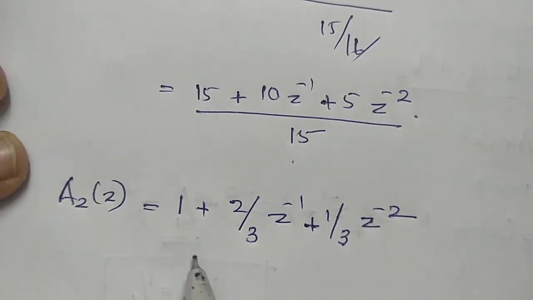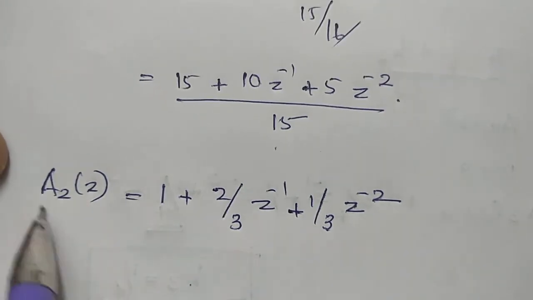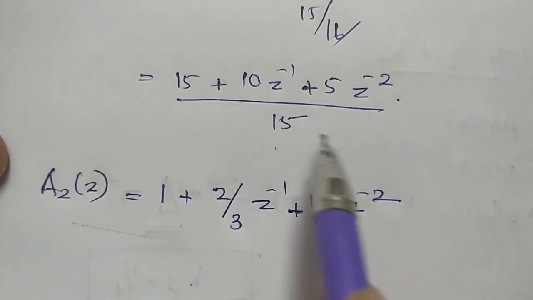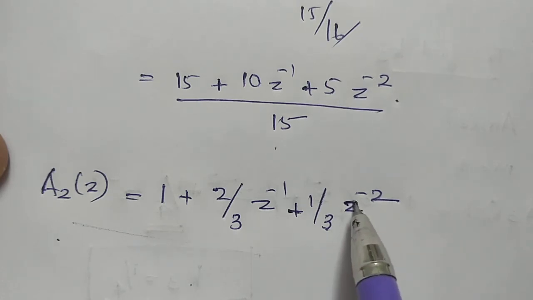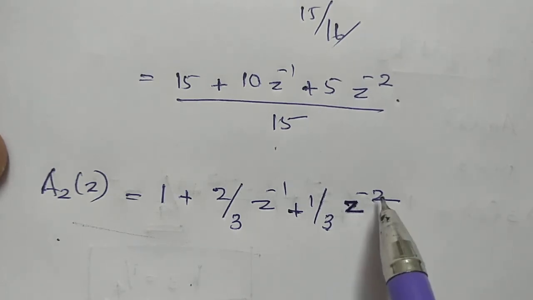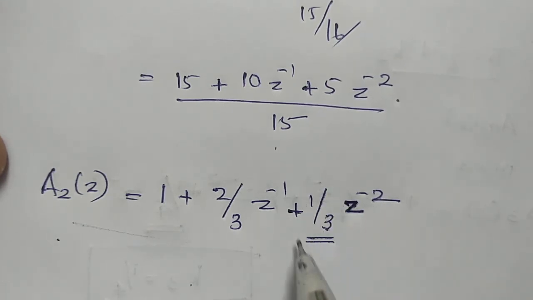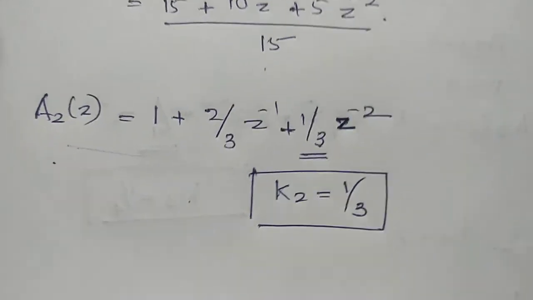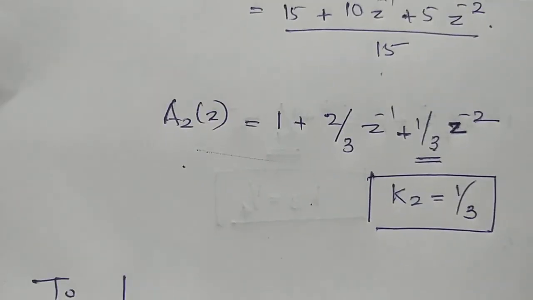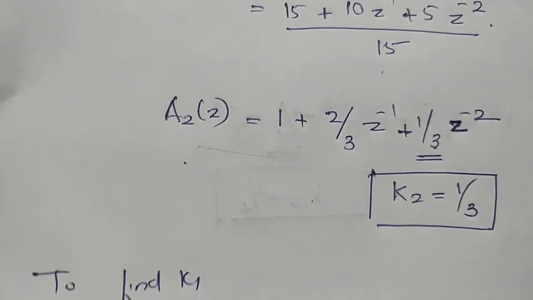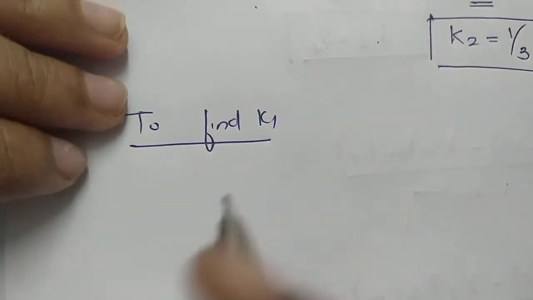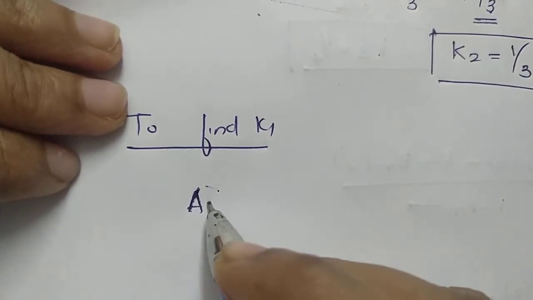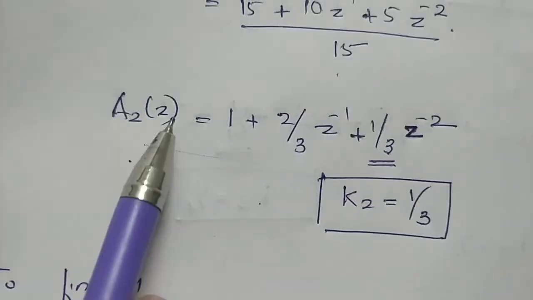So we got the simplified equation of A2 of z. Then what is the coefficient of z raised to minus 2? 1/3. This is the value of K2. So K2 is equal to plus 1/3. Okay, the next step is to find K1. How will you find K1? We just found A2 of z.